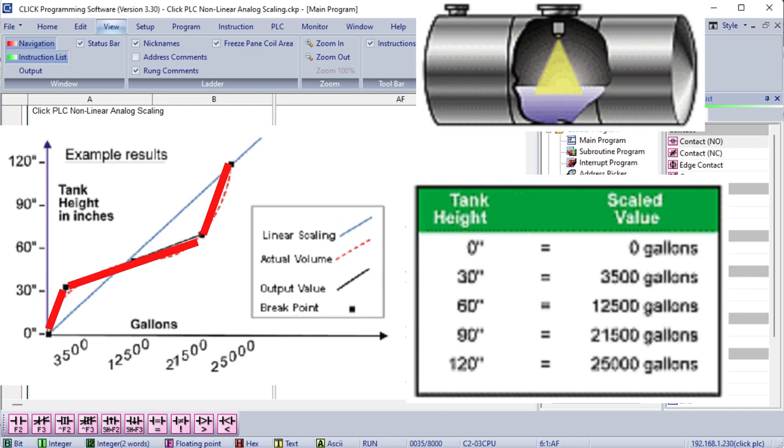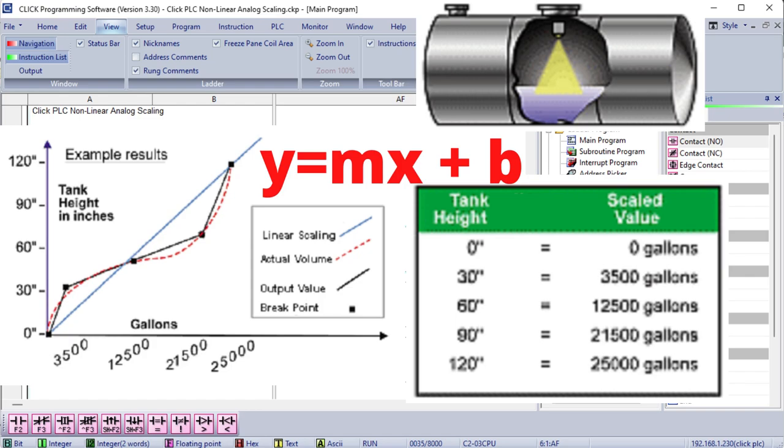Now, the following formula can be used for scaling the linear line. Y equals mx plus b. Y will be the scaled result. M, this multiplier converts your data to the scaled value. It will be y's full range divided by x's full range. X, this is the analog data that you are converting. And b, this is the offset or difference between the starting points of x and y.